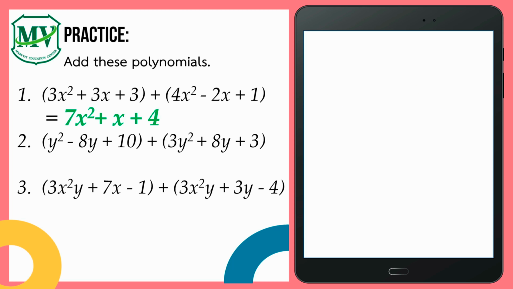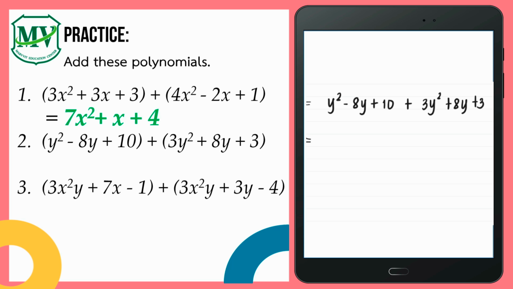Question number 2. The quantity of y squared minus 8y plus 10 plus the quantity of 3y squared plus 8y plus 3. Step number 1. Remove the brackets or parentheses. Step number 2. Identify the like terms.